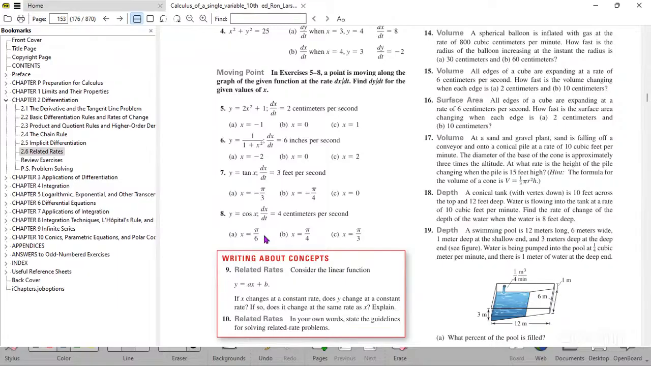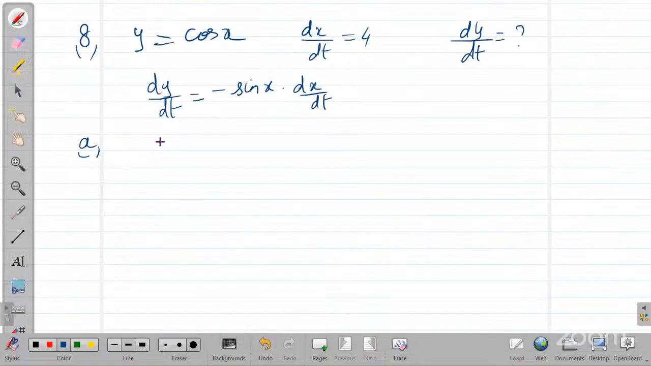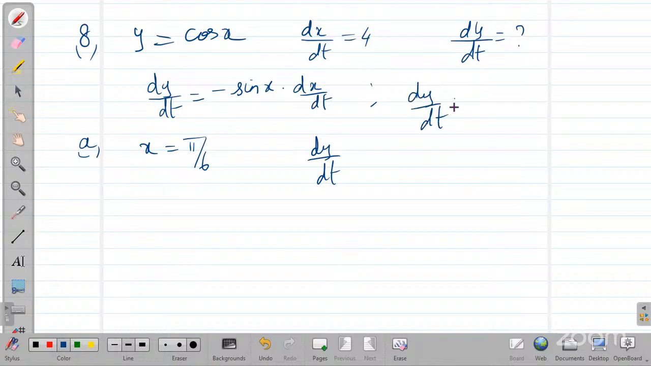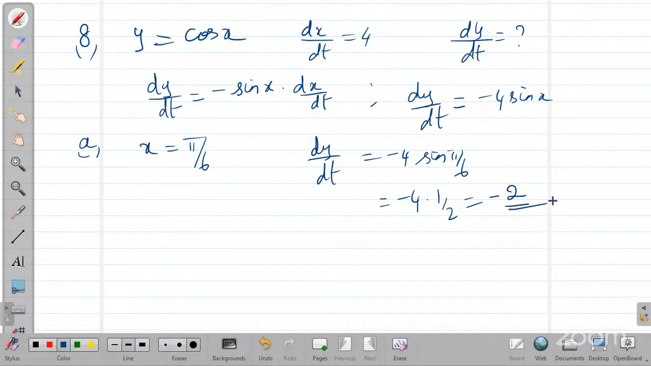And for x is equal to pi over 6, substituting, we can write dy over dt is equal to dx over dt, which is 4, so negative 4 sin x. So this is the answer. Now when you substitute x is equal to pi over 6, you will get negative 4 sin pi over 6. Negative 4 times sin pi over 6 is how much? Half. This is equal to negative 2. So this is the answer when x is equal to pi divided by 6.